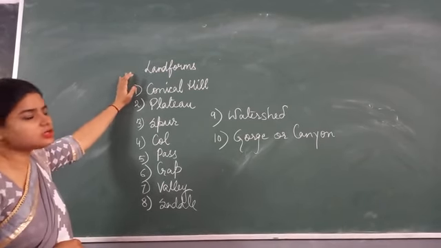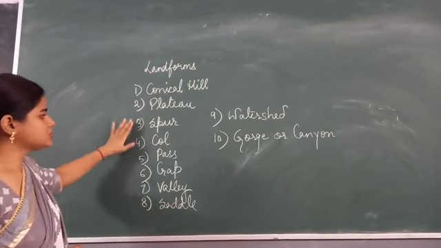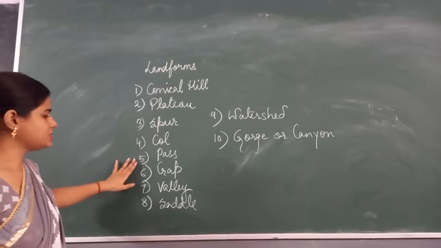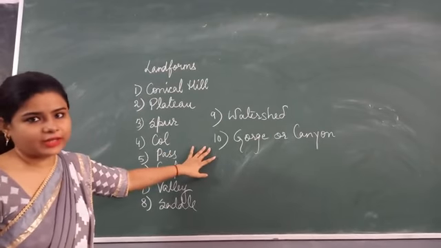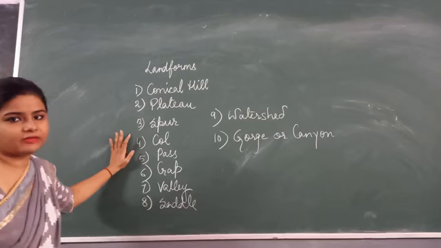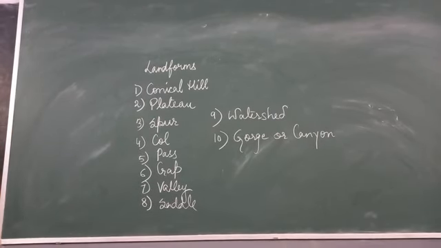In identification of landforms, children will study about conical hill, plateaus, spur, col, pass, gap, valley, saddle, watershed, gorge, or canyon. You have to learn to identify these features. Okay. So first we'll start with the conical hill.